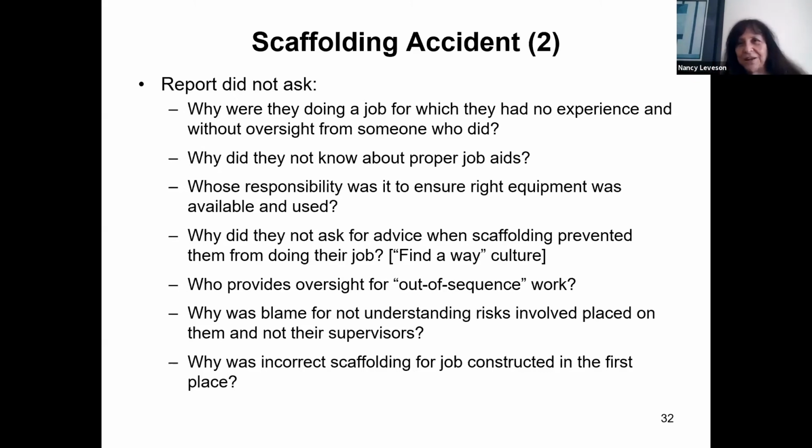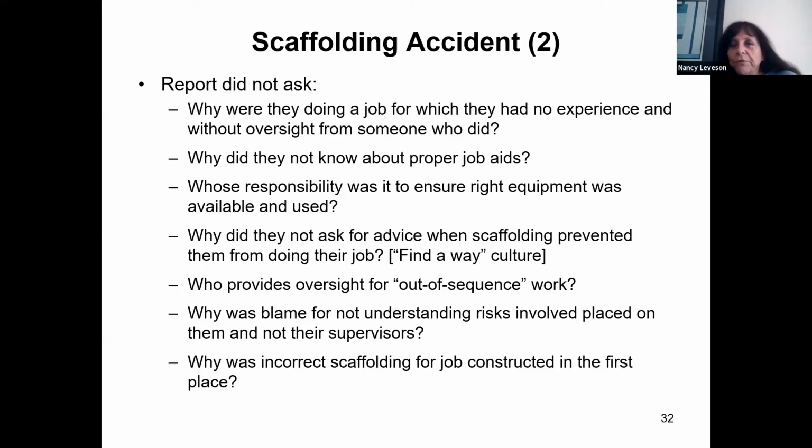Don't give up. I was talking about my findings about this workplace safety issue to some executives, and I mentioned this find-a-way culture, and I said, maybe you should change your culture to find a safe way. And they all laughed. They thought I was telling a joke. So I decided this was not going to help. I just gave up because they were not going to understand.